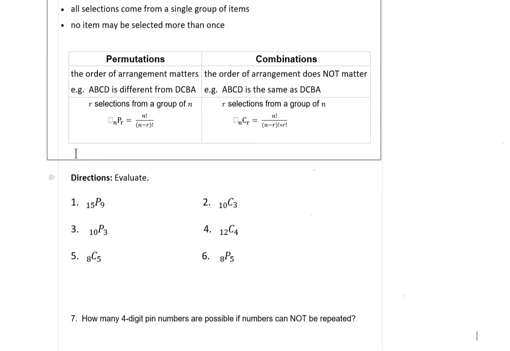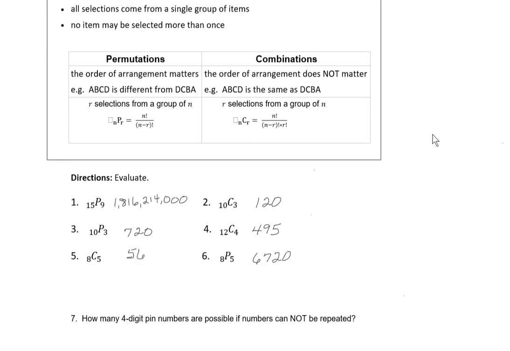So what I want you to do is to pause the video, stop here and work through these problems with your calculator, and be sure that you know how to use your calculator. And we'll come back and check your answers.